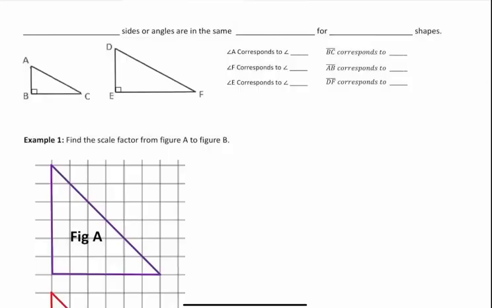Now, moving on to this next part, I just want to go over some quick vocab, and I want to talk about this word corresponding. Corresponding sides or angles are in the same location for similar shapes. They're in different figures or different shapes, I guess. I don't want to say different because that makes it sound like one's a square and one's a circle. But corresponding sides or angles are in the same general location for the same shape.